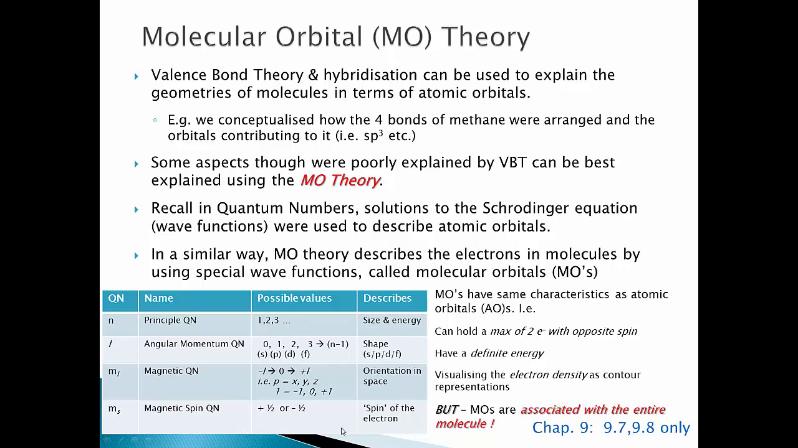Molecular orbitals carry on from this. There are some characteristics that are the same between your atomic orbitals and your molecular orbitals. We know that we can have a maximum of 2 electrons with opposite spins, there's a definite energy for each of the orbitals, and the same principles apply with electron density, so it's a contour representation. But the difference with molecular orbitals is that it's the entire molecule and not just the one atom. Chapter 9.7 and 9.8 specifically cover this.